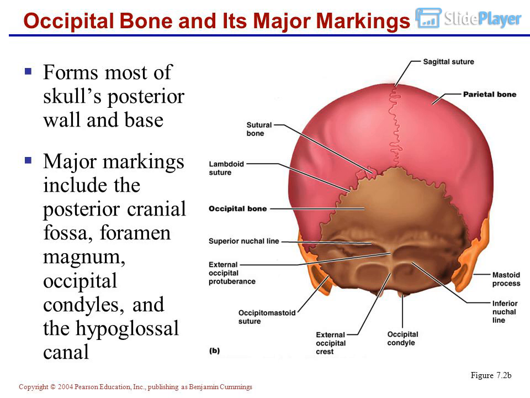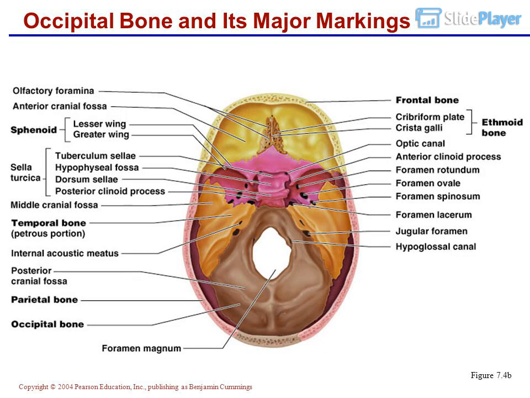Occipital bone and its major markings. It forms most of the skull's posterior wall and base. Major markings include the posterior cranial fossa, foramen magnum, occipital condyles, and the hypoglossal canal. Figure 7.2b. Occipital bone and its major markings.